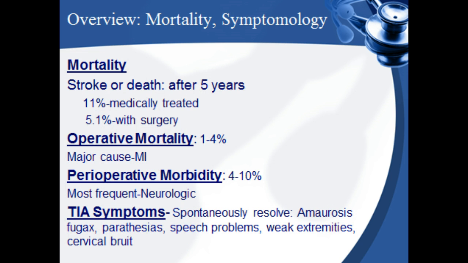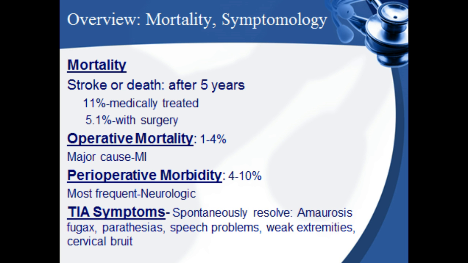After 5 years, ipsilateral and any stroke or death was estimated to be 11% for patients treated medically and 5.1% for surgical patients. There's a benefit to CEA over medical therapy for asymptomatic stenosis only when both the perioperative risk is low and the patient is expected to live more than 10 years. Operative mortality is 1 to 4% and is primarily due to myocardial infarction. Perioperative morbidity is 4 to 10%, principally neurologic, caused by strokes, and increased with pre-existing neurologic deficits. Increased operative risk is seen with patients of age greater than 75 years, symptomatic lesions, uncontrolled hypertension, angina, carotid thrombus, and occlusions near the carotid siphon.